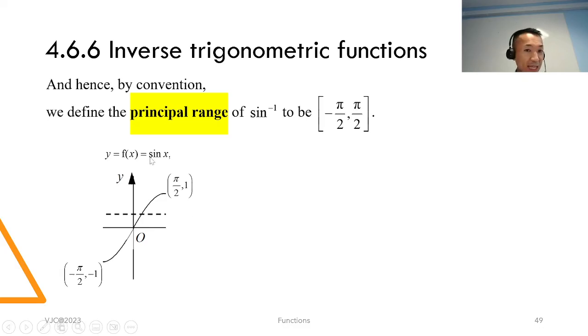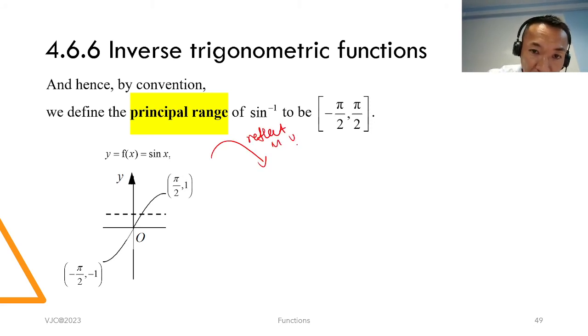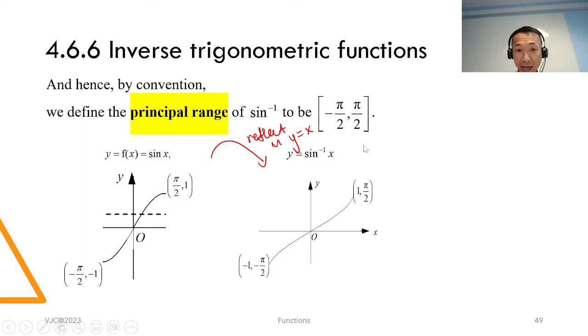Why? Because if you look carefully, this is the graph of sine, not sine inverse, sine from minus pi over 2 to pi over 2. And if you reflect the graph in y equals x, you will get sine inverse, right? And (a, b) becomes (b, a). Now when you take sine inverse of anything from minus 1 to 1, you will get a value in between minus pi over 2 to pi over 2. Therefore, this is what we call the principal range.